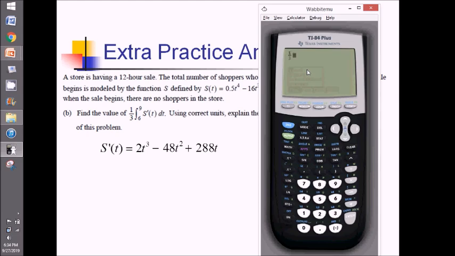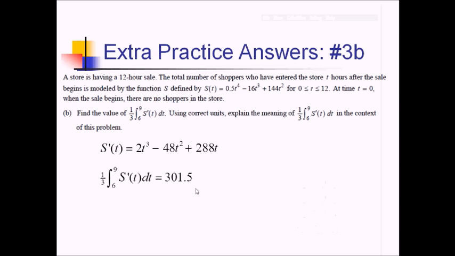And then math 9, I have an integral from, they said, 6 to 9. And I'm going to do alpha trace y2 because that's where I stored my s prime in the calculator. And we'll dx this one. Equals 301.5. Okay, sure, I'll take your word for it, calculator.